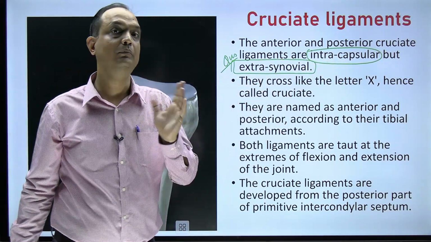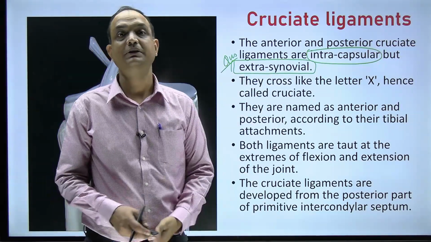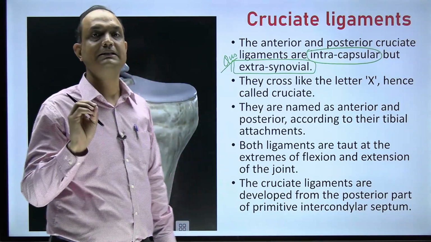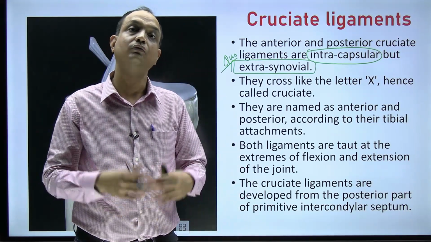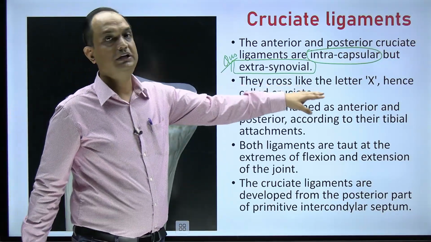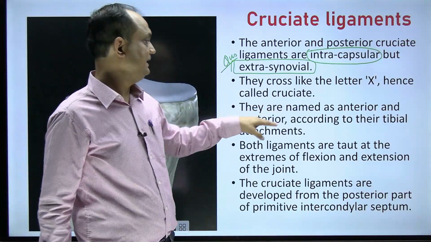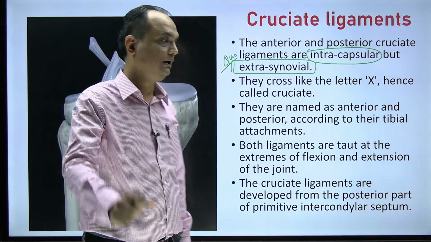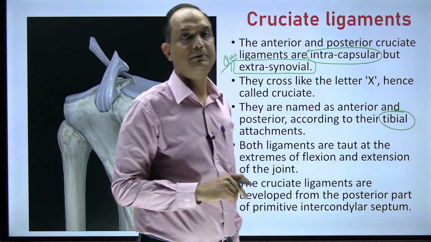That means you have to remove the capsule of the knee joint to see them, but they are extrasynovial. That means if you approach the joint from the posterior side, you can see the ACL and PCL without damaging your synovial membrane, because they are not floating inside the cavity. Clear? They cross each other like an X, and that's why they are known as cruciate. They are named anterior and posterior cruciate on the basis of their attachment on the tibia. Now this is again a very important concept to understand, that their tibial attachment decides their name.